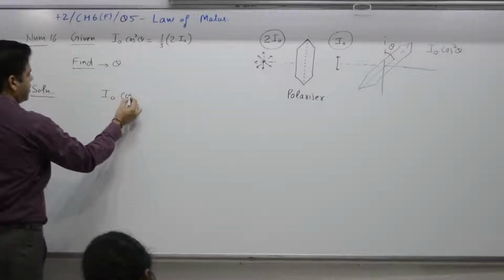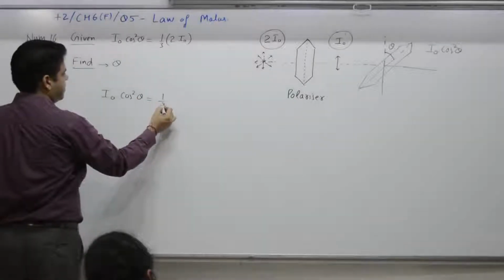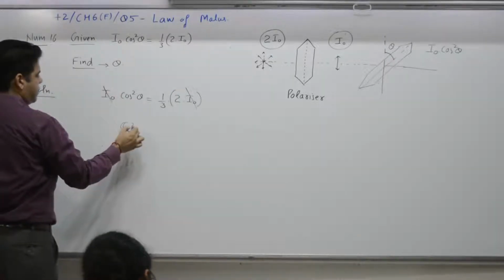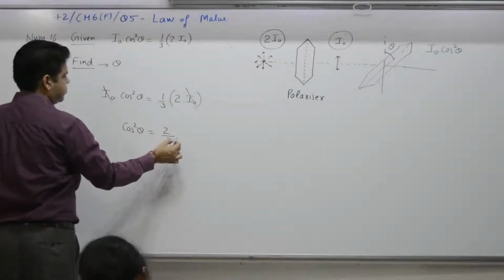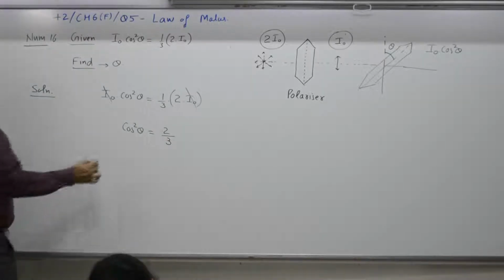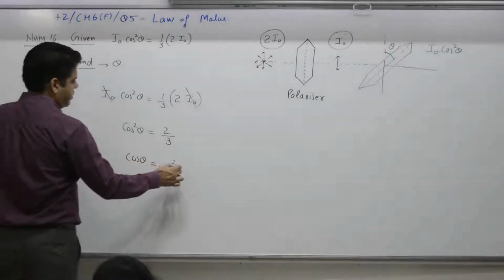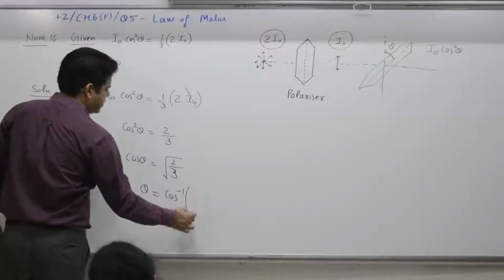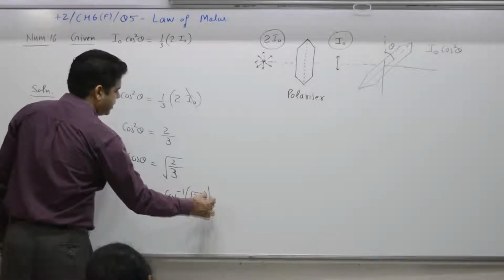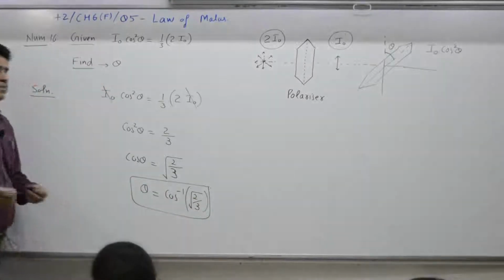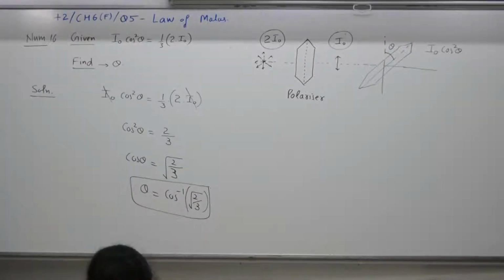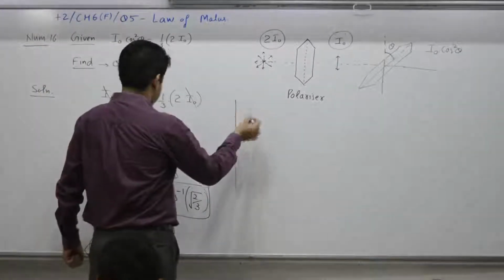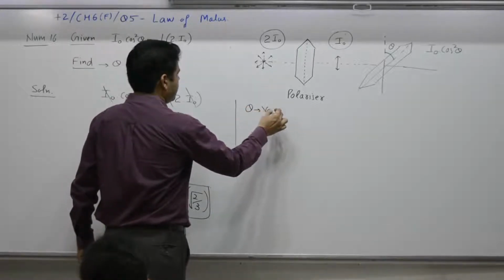I naught cos square theta is equal to 1/3 of 2 I naught. I naught cancel. Cos square theta is 2/3. Cos theta is 2/3 under root. Theta is cos inverse of 2/3 under root. This is how you get it for competition. Calculation, or you can say the theta value you want to find out.